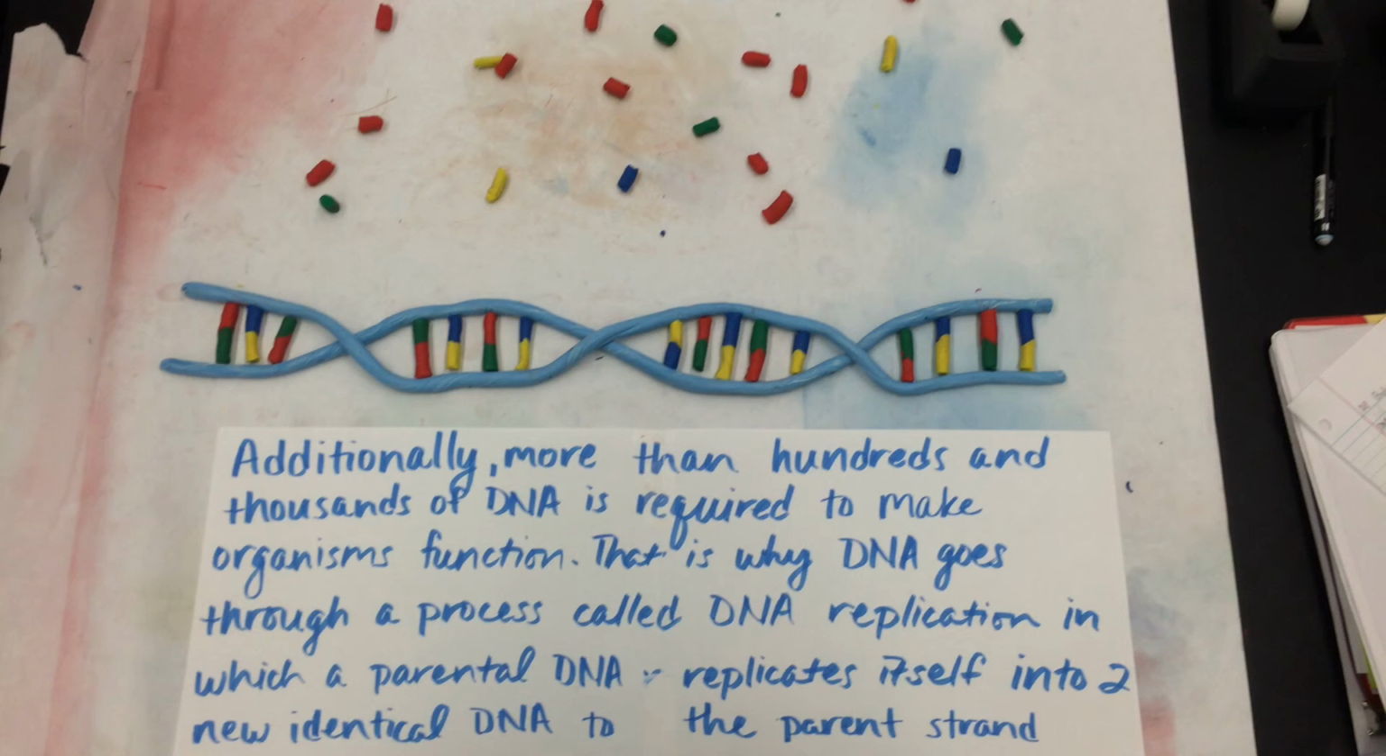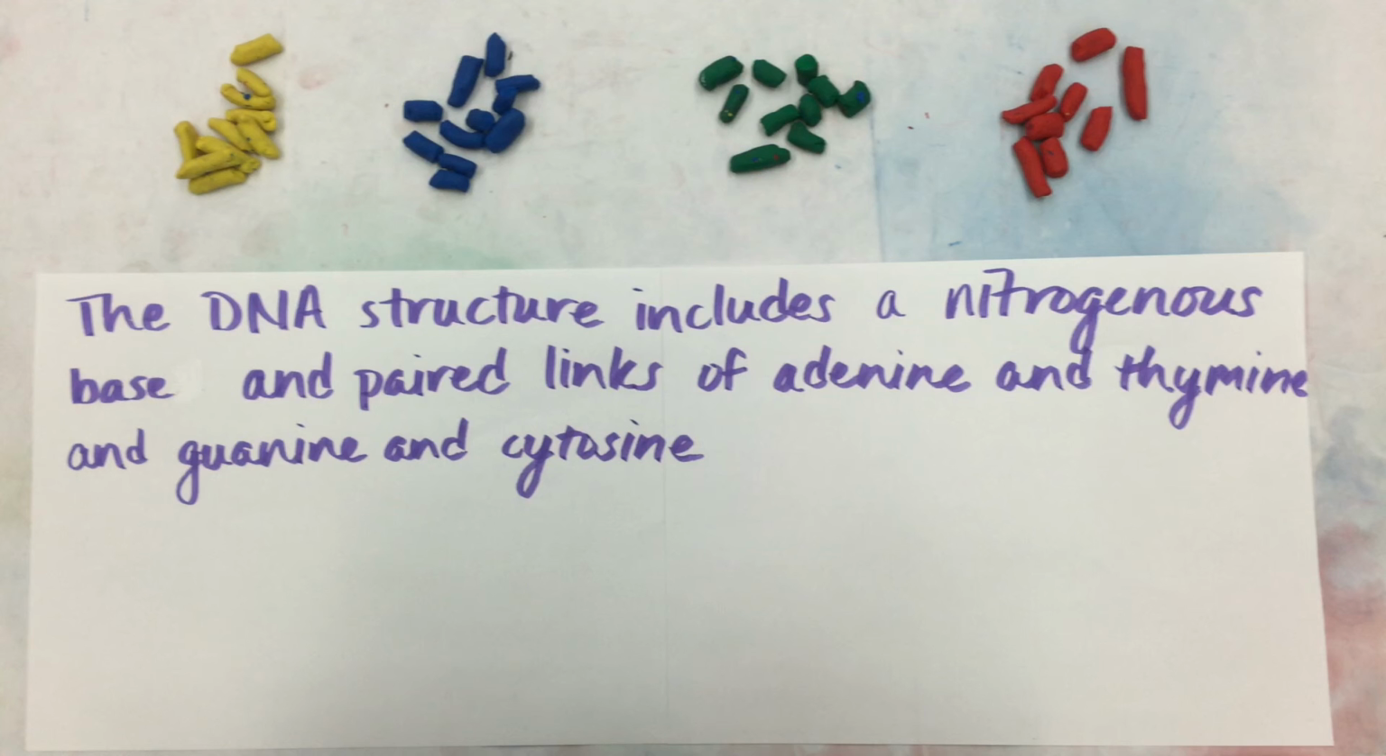That is why DNA goes through a process called DNA replication, in which a parental DNA replicates itself into two new DNA strands identical to the parent strand. The DNA structure includes nitrogenous bases and paired links of adenine and thymine, or guanine and cytosine.